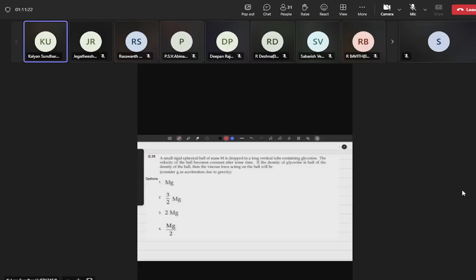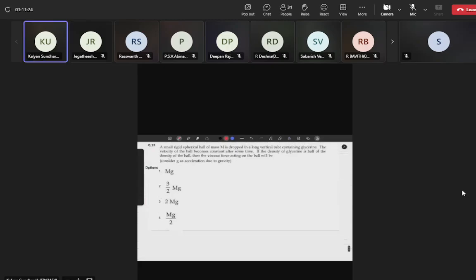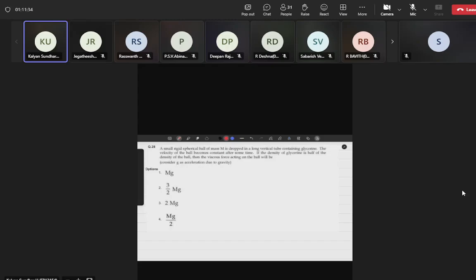This question. A small rigid spherical mass M is dropped into a long vertical tube containing glycerin. The velocity of the ball becomes constant after some time, so it is attaining its terminal velocity. If the density of glycerin is half of the density of the ball, find the viscous force acting on it. Same as your Stokes law. If a body is immersed, what are the forces acting on it?